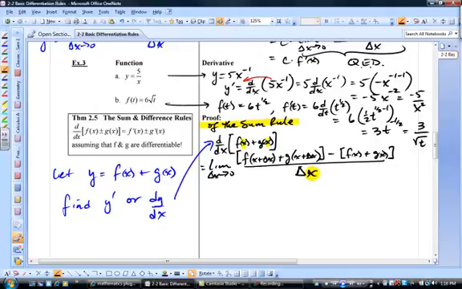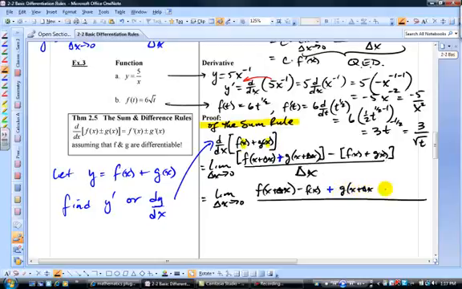Okay, and now I have to get a little creative here and rearrange some things. So I'm going to distribute through the minus sign and rearrange terms. So I'm going to have the limit as delta x approaches 0. And I'm going to distribute through the minus and rearrange. I'm going to group up the f's and I'm going to group up the g's. So f of x plus delta x minus f of x, because I have to distribute through the minus sign. And then plus, because there's a plus sign here, g of x plus delta x minus g of x, all divided by delta x.